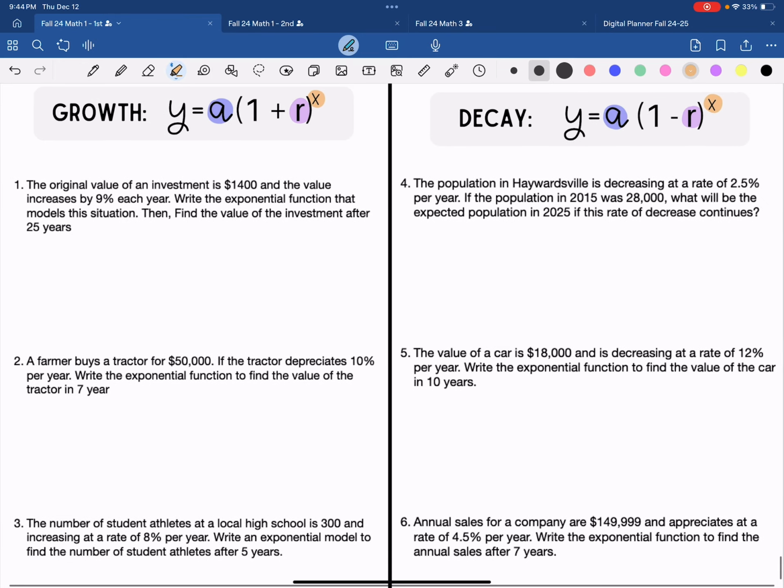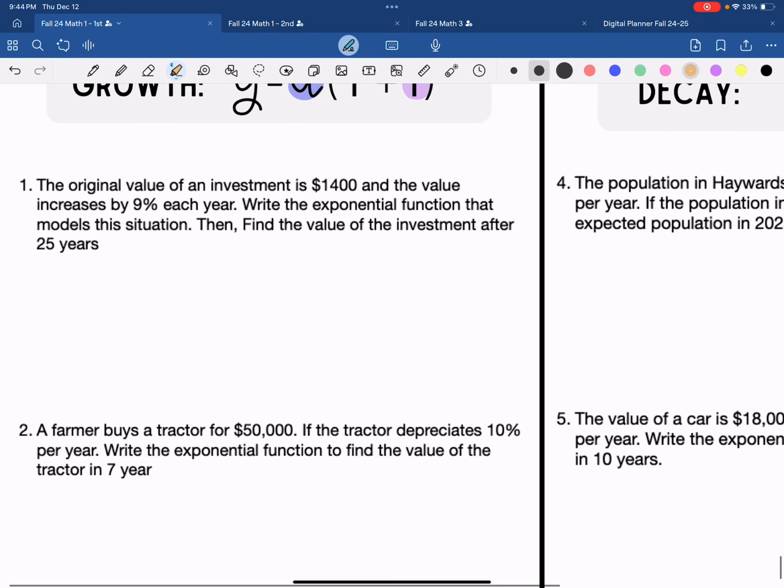And in our first problem, it says the original value of an investment is $1,400. So if it's the original value, that means that that's going to be my initial value. So this is going to be my A value. Now, there is a key word in this problem, and it says the value increases. So right there, I now know this is going to be a growth problem because we're increasing. And it tells us that we're increasing by 9%.